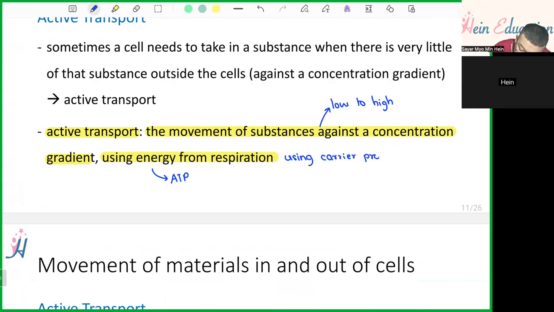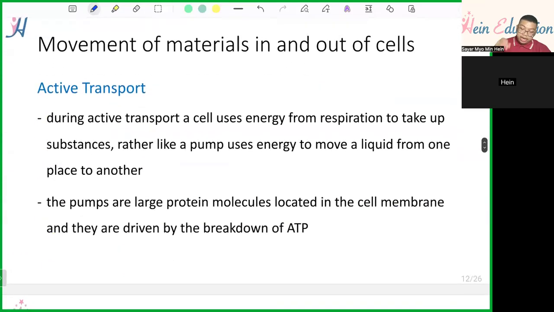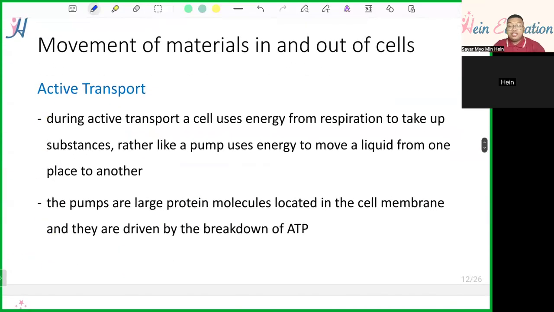So in the cell membrane, there are carrier proteins available, and those molecules will use ATP as a form of energy, and they are used to transport the substances from low to high concentration. So during active transport, cells use energy from respiration to take a substance, rather like a pump uses energy to move a liquid, right? So those can be large molecules, carrier molecules, gated channels and everything.